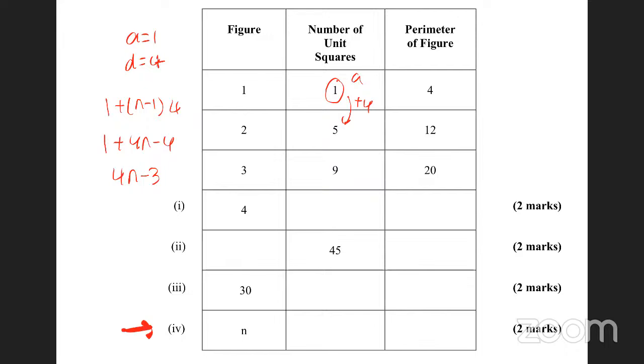Everybody okay with that? With the first formula? So the first formula is 4n minus 3. Everybody confused? All I did is I put in the formula A plus (n minus 1)d. You okay with that? Get the next formula.